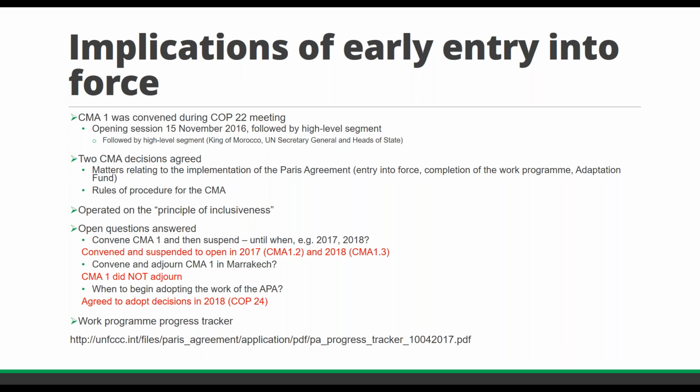One thing that is important to note is that you'll see in the agendas of the different meetings, the different bodies that are meeting, that it's CMA 1.2 or 1.3. That's because the CMA has set an agenda and it is not adjourning, it is just suspending and reconvening, so it's the same agenda that's being followed each time. And then the APA has made a decision that it will intend to adopt decisions at COP24 next year.